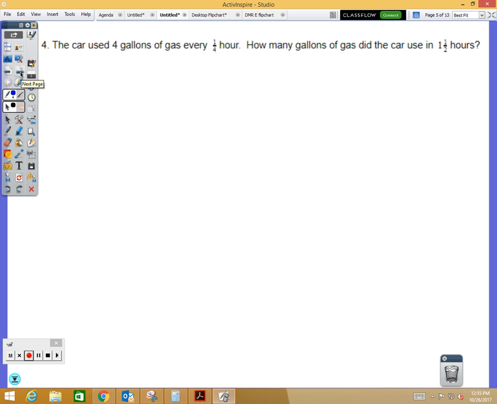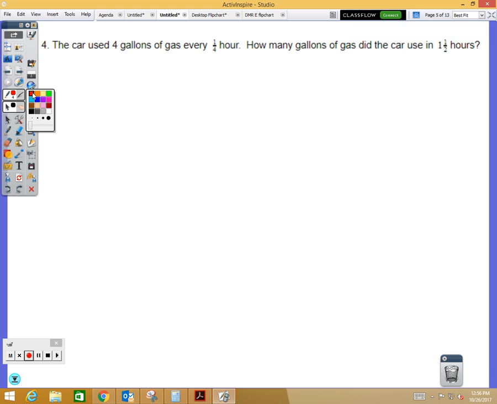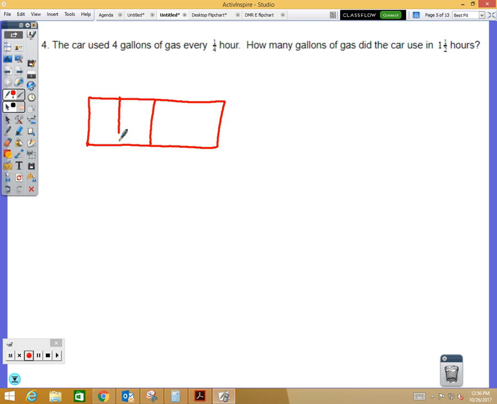Alright. Question number 4. The car used 4 gallons of gas every 1/4 hour. This one's a little trickier. How many gallons of gas did the car use in 1.5 hours? So it's not just asking how much in 1 hour, it's asking how much in 1.5 hours. So first let's draw a picture that represents 1 hour. And again, we have fourths. So this would be 1 hour, right? And then if I wanted a half an hour, how many pieces would I need for a half an hour? 2 of these pieces, right?